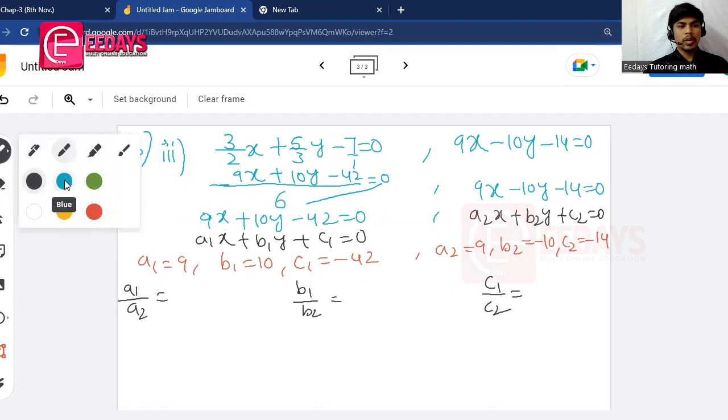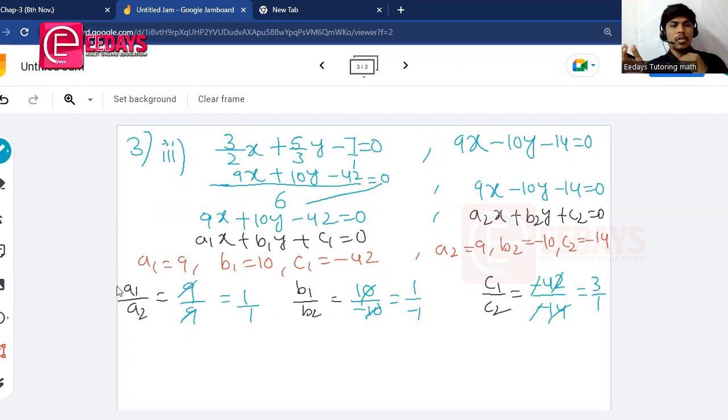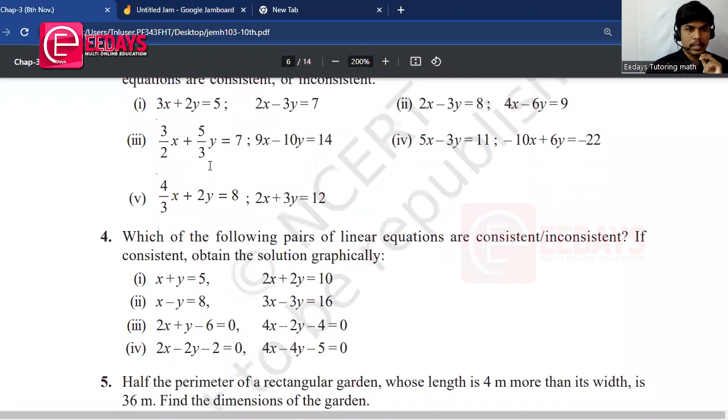If we do a1 by a2, what will we get? a1 by a2 is 9 by 9. After cancellation, you'll get 1 by 1. 10 by minus 10, you'll get 1 by minus 1. Minus 42 by minus 14, the minuses get cancelled. 42 by 14, it is nothing but 14 threes are 42. You will get 3 by 1. Observe carefully, there is no correlation, we are not getting the same answer for minus 10.